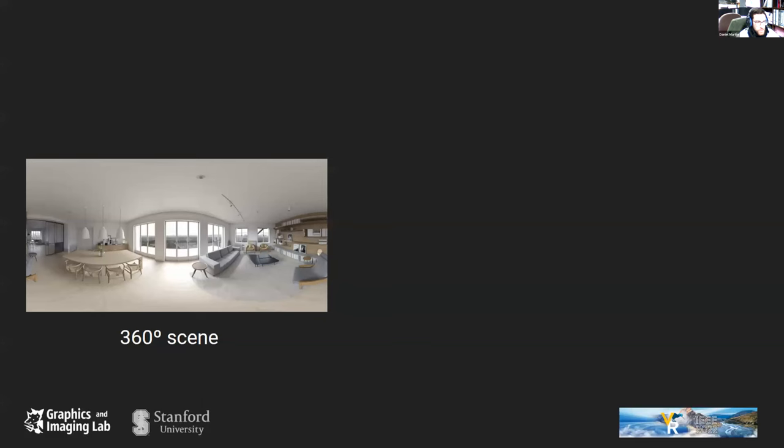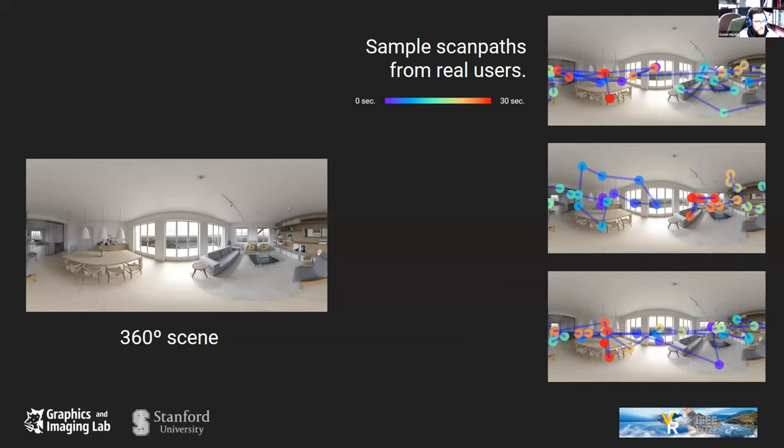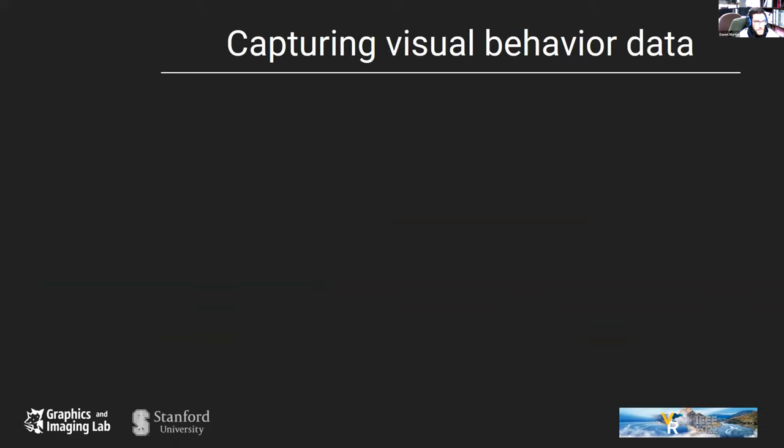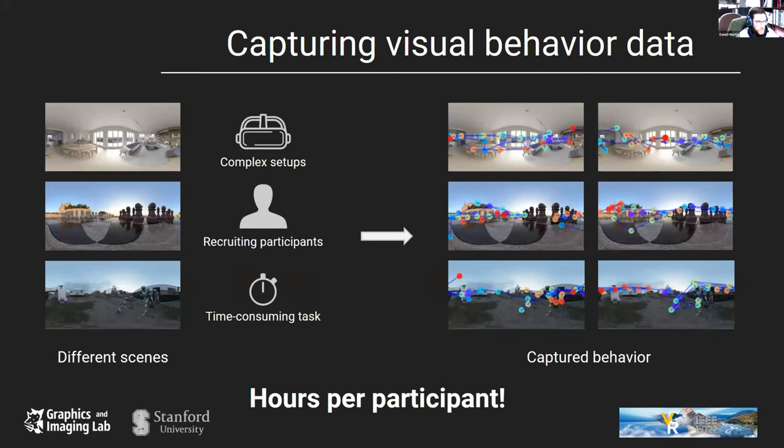So basically, our goal is, for a given 360 scene, to be able to generate scanpaths that mimic the behavior of real users while maintaining their variability. This can be of great relevance since capturing visual variation of viewing data from people can be a very cumbersome task. It requires complex software and hardware setups to show content and capture viewing data for large amounts of participants whose viewing behavior has to be recorded for very long periods. And this task at the end requires hours and hours and just yields a limited amount of data.